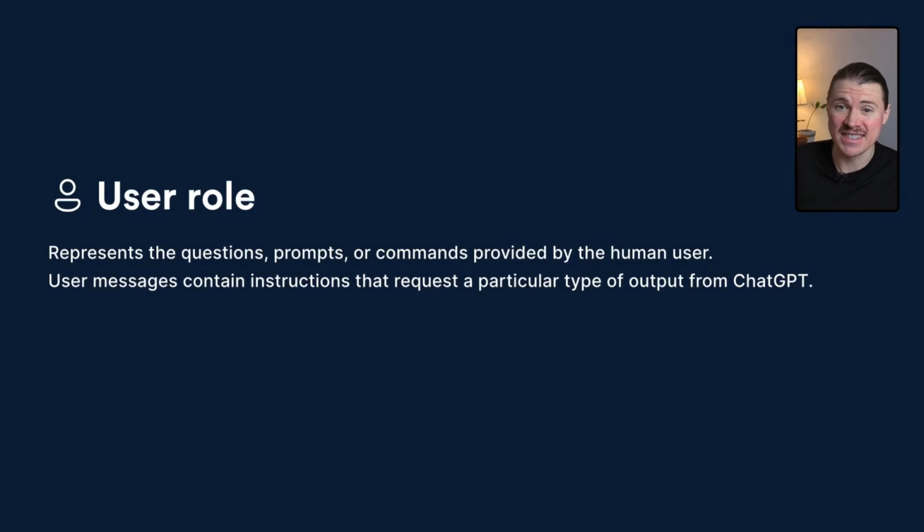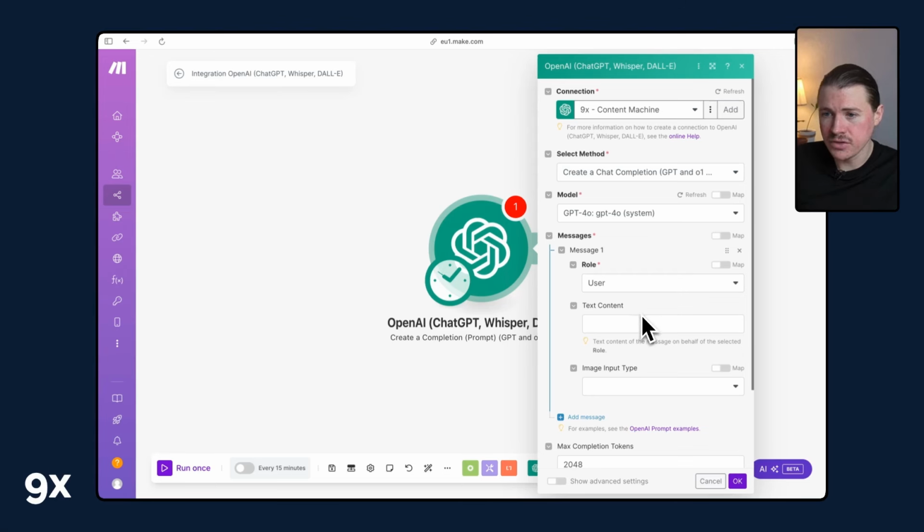You can think of this as the same way as when you're prompting ChatGPT on the chatgpt.com app. You write a prompt and you get a response. That is using the user role. And as I said, this will be the most common role that you use when you're building out your automations. So let's take a look at the user role in Make.